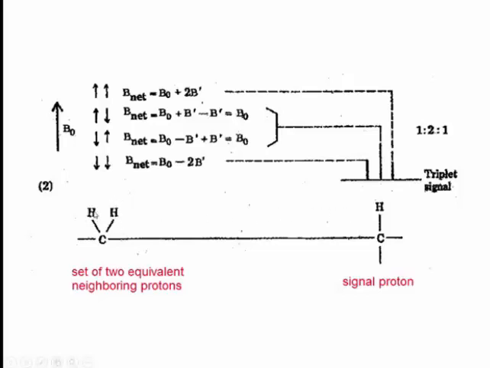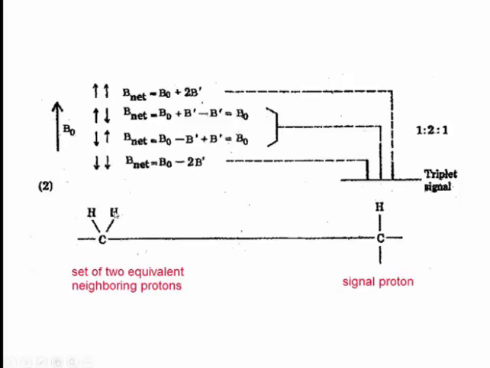Now, each of these neighboring hydrogens, of course, can be either spin up or spin down. If you think about it, you realize that our single proton, compared to the previous case, is going to experience a greater number of local fields from these neighboring protons. What's the total number of local magnetic fields it'll experience? Well, we can look at it this way.